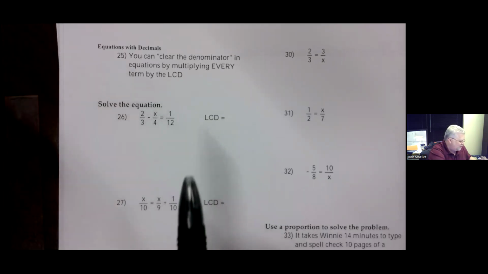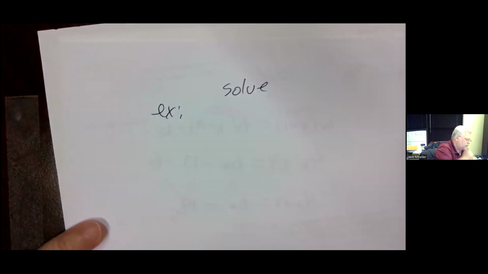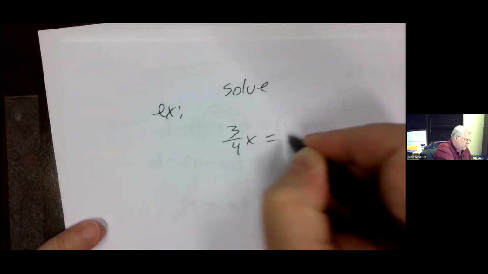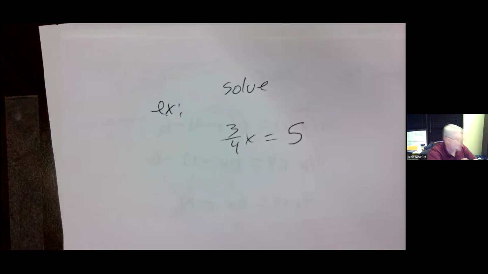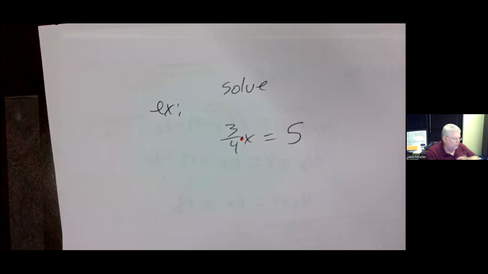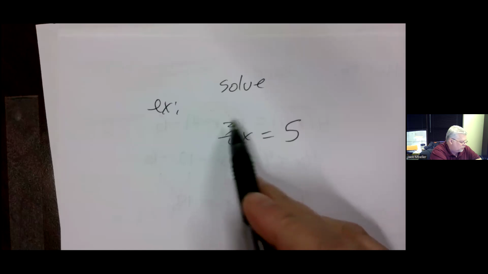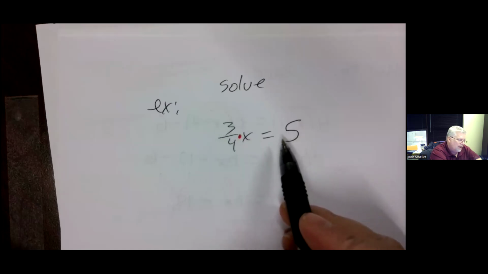All right, so let's back up and do a more basic equation before we try 26. Let's say I'm going to solve 3/4 x equals 5. In this case, we have just one fraction, and that fraction is 3/4 times x. So how do we solve for x? Well, our goal is to get x by itself. So that means we need to move 3/4 over. And how do we do that?